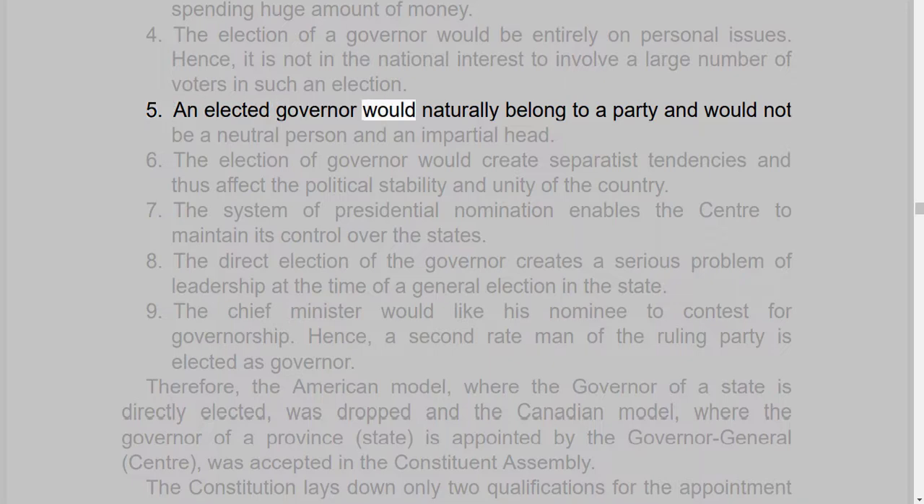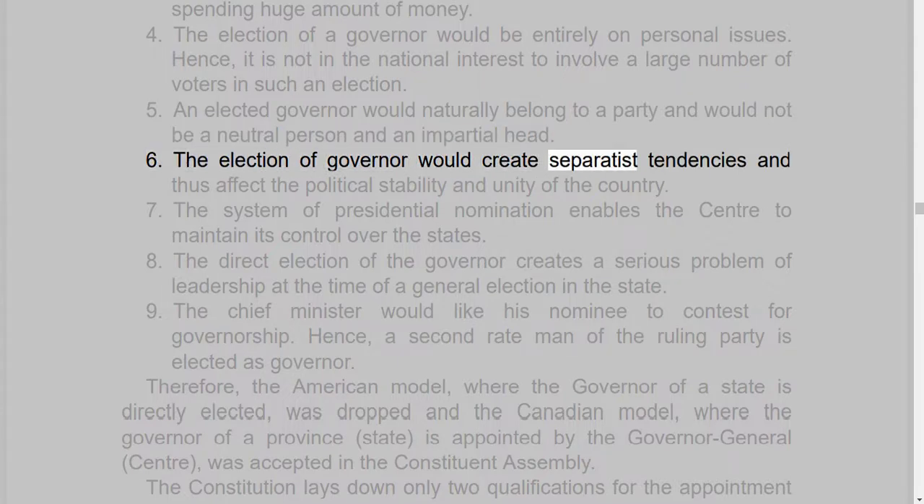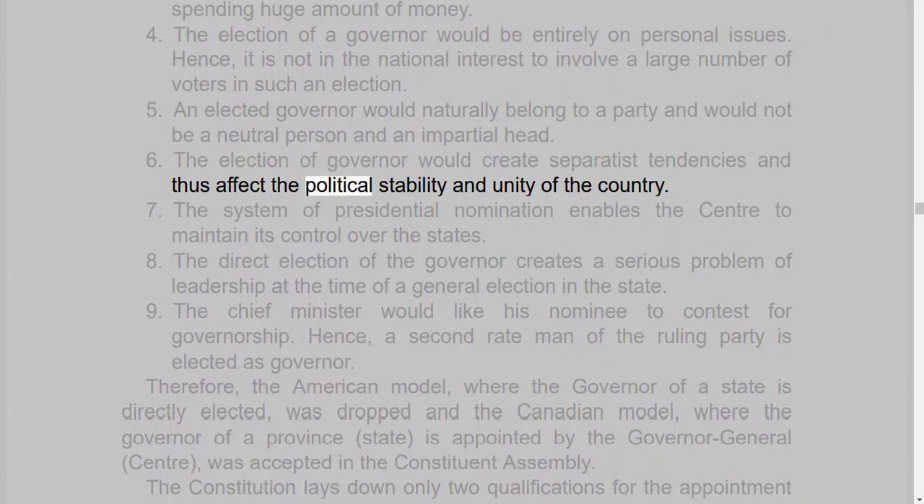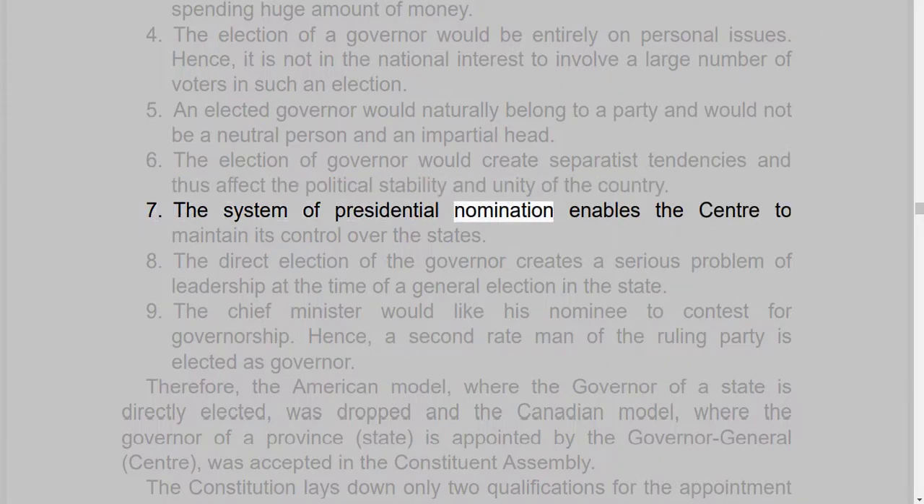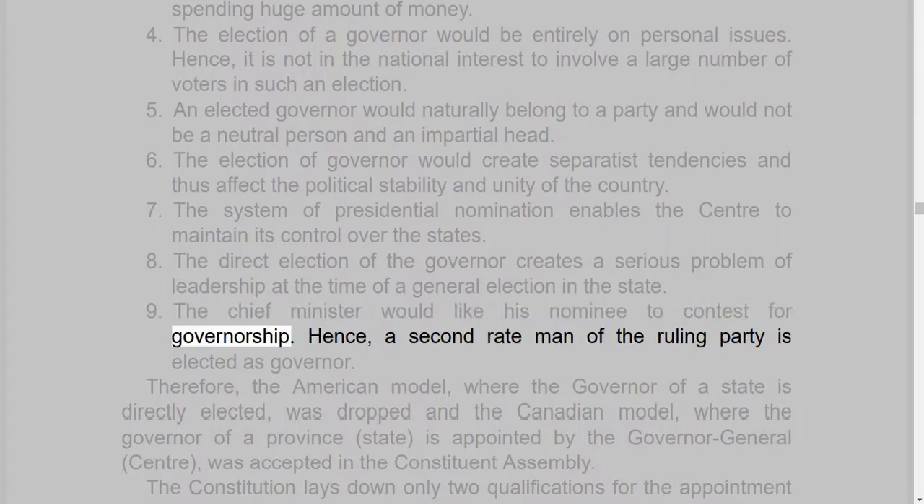5. An elected governor would naturally belong to a party and would not be a neutral person and an impartial head. 6. The election of governor would create separatist tendencies and thus affect the political stability and unity of the country. 7. The system of presidential nomination enables the centre to maintain its control over the states. 8. The direct election of the governor creates a serious problem of leadership at the time of a general election in the state. 9. The chief minister would like his nominee to contest for governorship. Hence, a second-rate man of the ruling party is elected as governor.